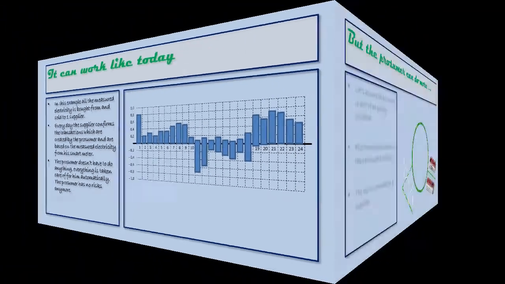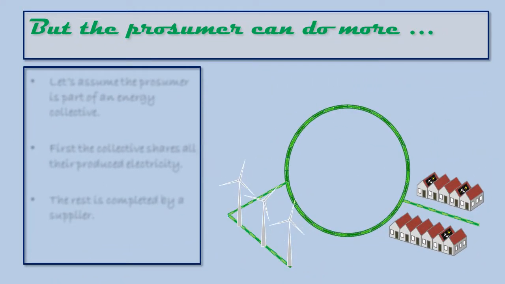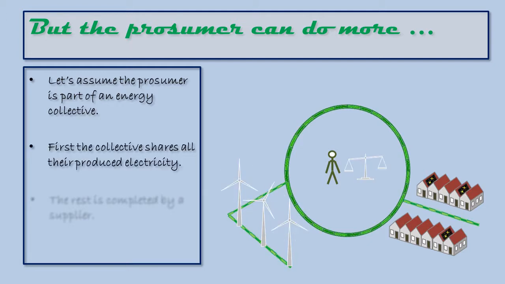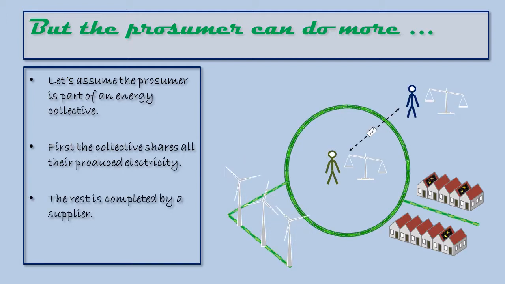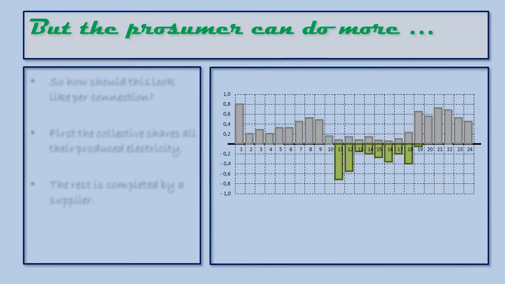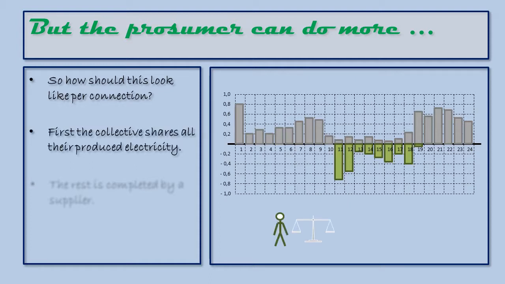But the prosumer can do more. Let's assume the prosumer is part of an energy collective. First, the collective shares all their produced electricity. The rest is completed by a supplier. So how should this look per connection? First, the collective shares all their produced electricity. The rest is completed by a supplier.